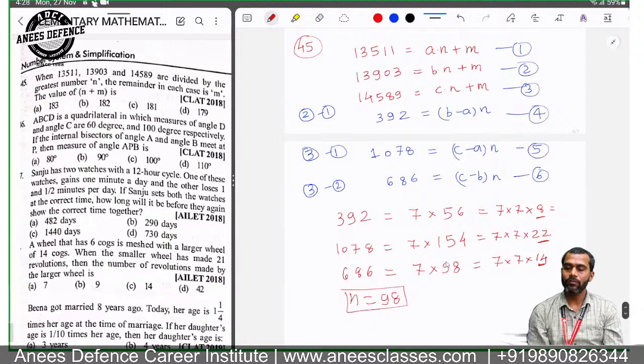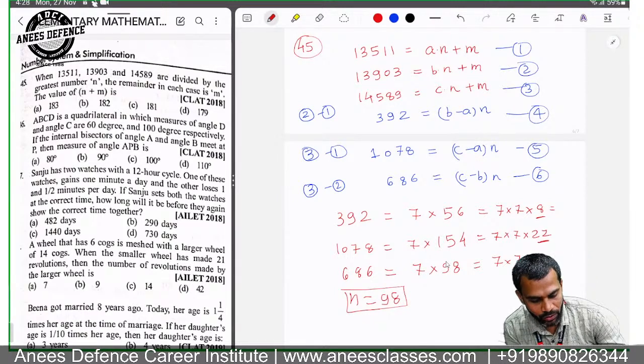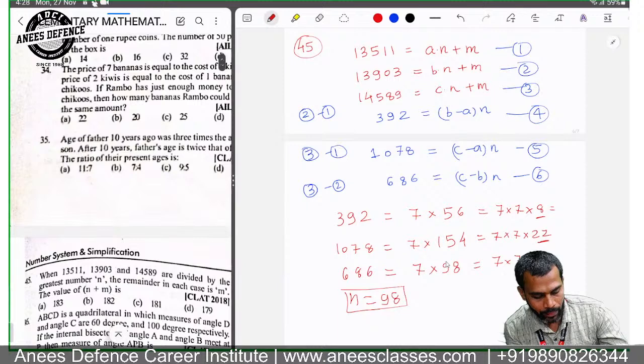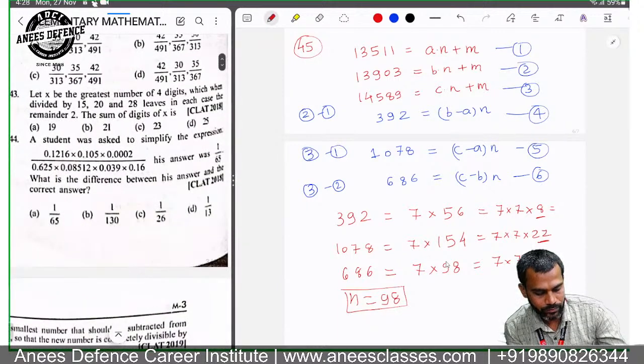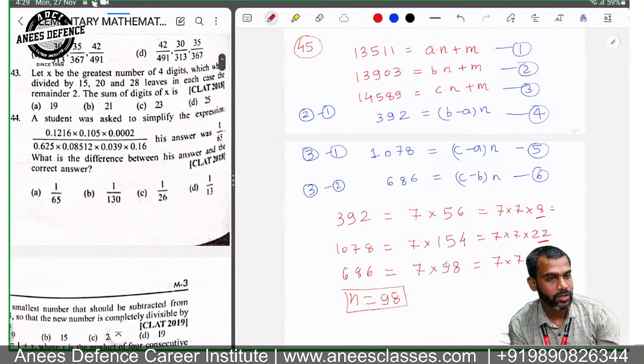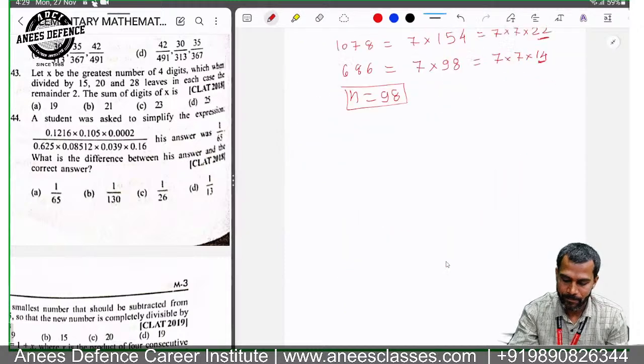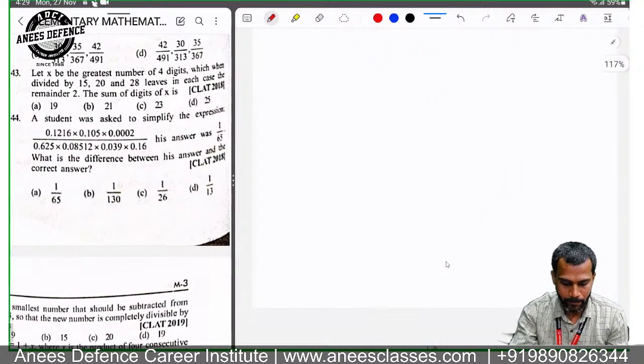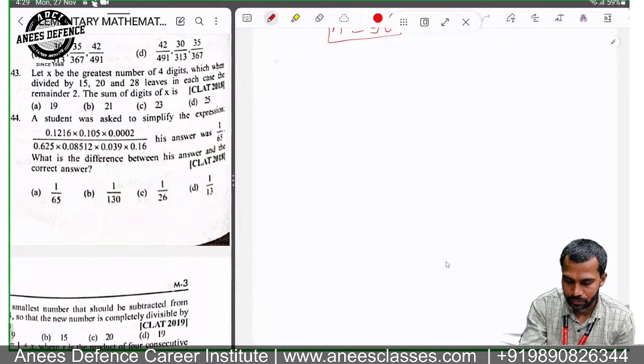Will you solve it on your own? That is very easy now. Okay. Please try question number 44. Oh, very easy. Please try. Question number 44.